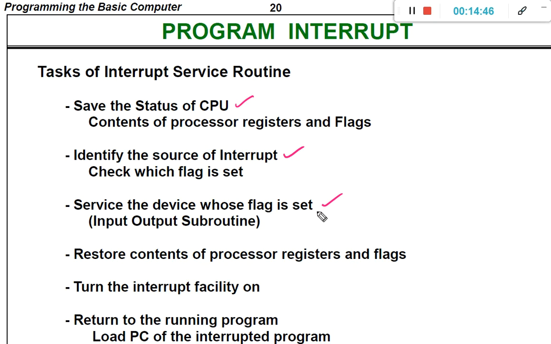After executing the interrupt service routine, restore the contents of the processor registers and flags, come back to the instruction cycle and start executing the instruction cycle. Once again turn on the interrupt facility, and return to the running program. Load program counter to the interrupted program. These are the sequence of steps that need to be performed in case of the occurrence of interrupt, which we already discussed in the previous classes.